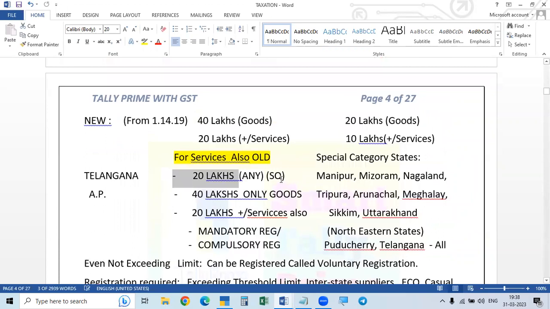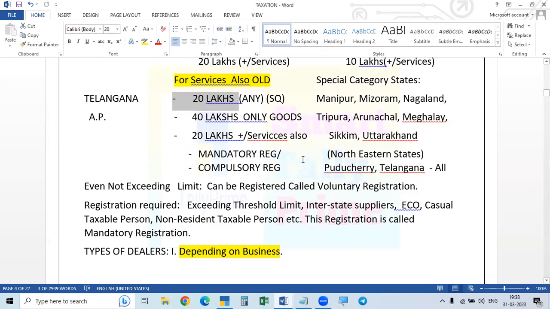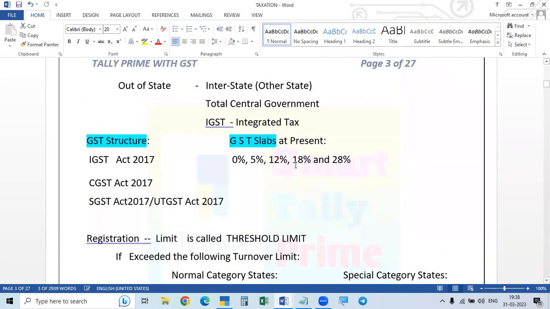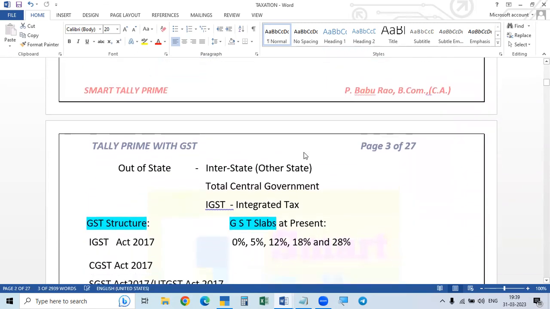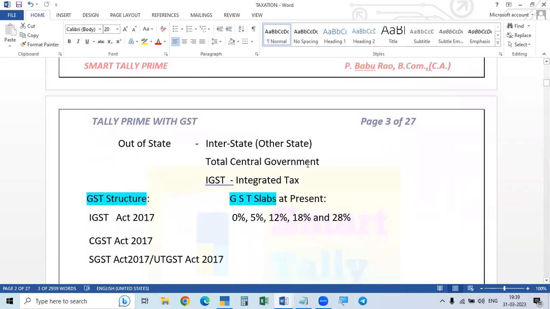Okay, and then what is meant by turnover? This 20 lakhs and 40 lakhs is the turnover. Turnover means all the cash sales as well as credit sales, which are taxable as well as exempt, not taxable. That is, exempt or nil rated also. They are taxable, but the rate is nil. So nil rated and exempted and taxable goods, whether cash sales or credit sales.